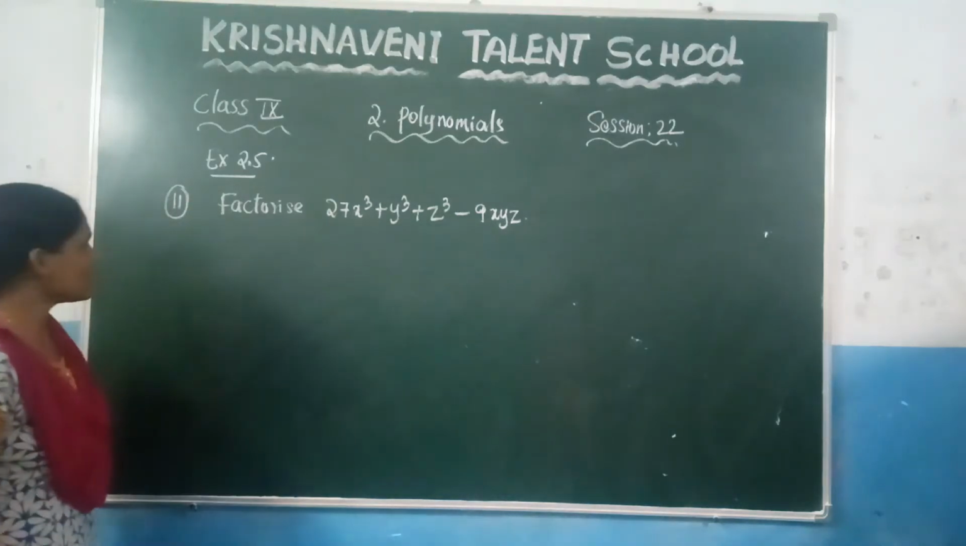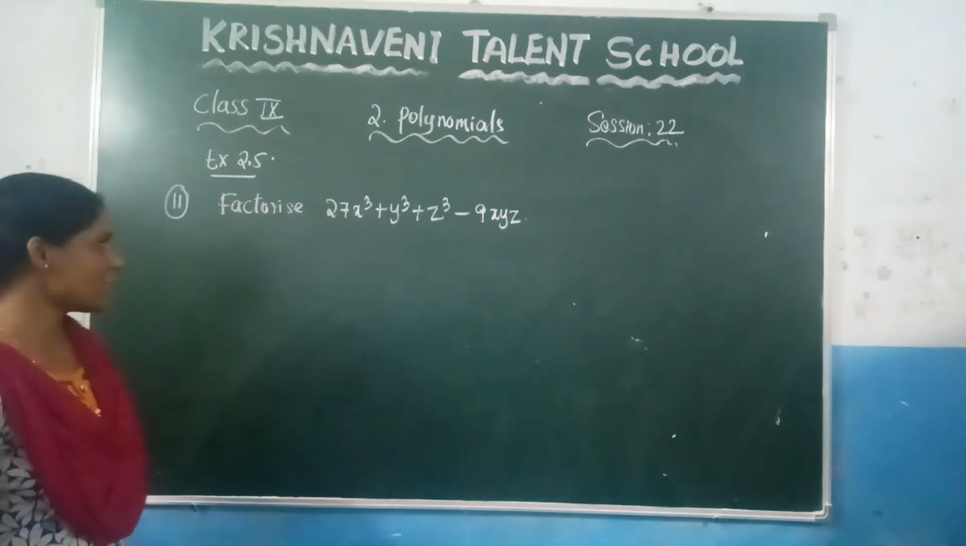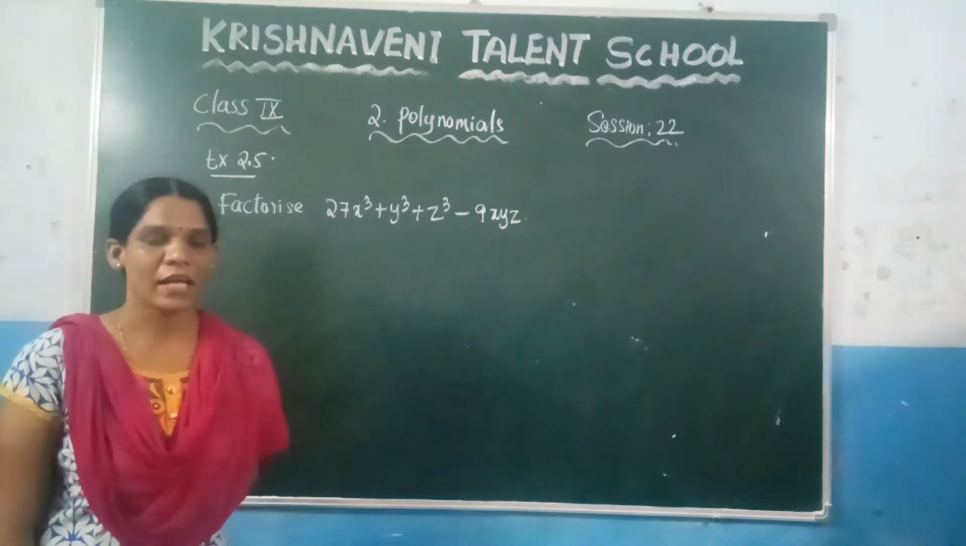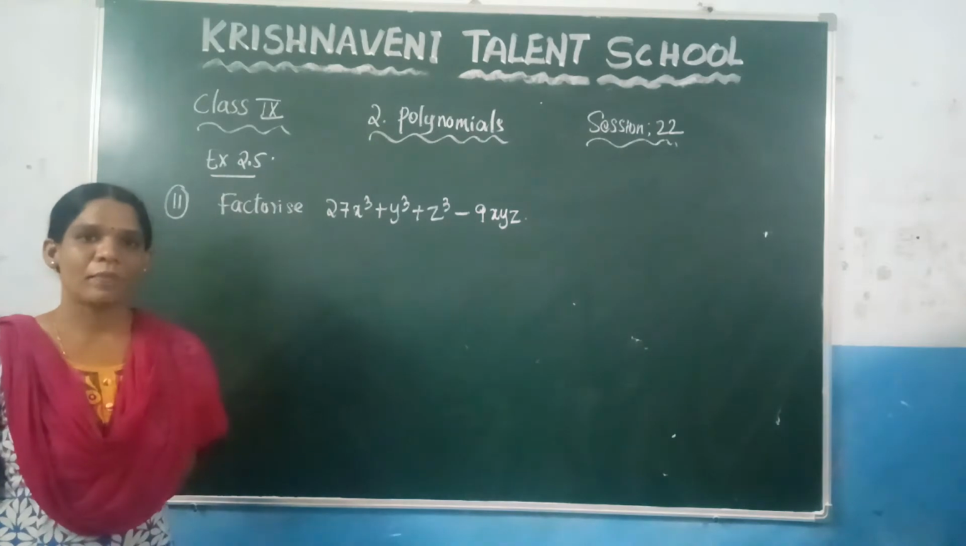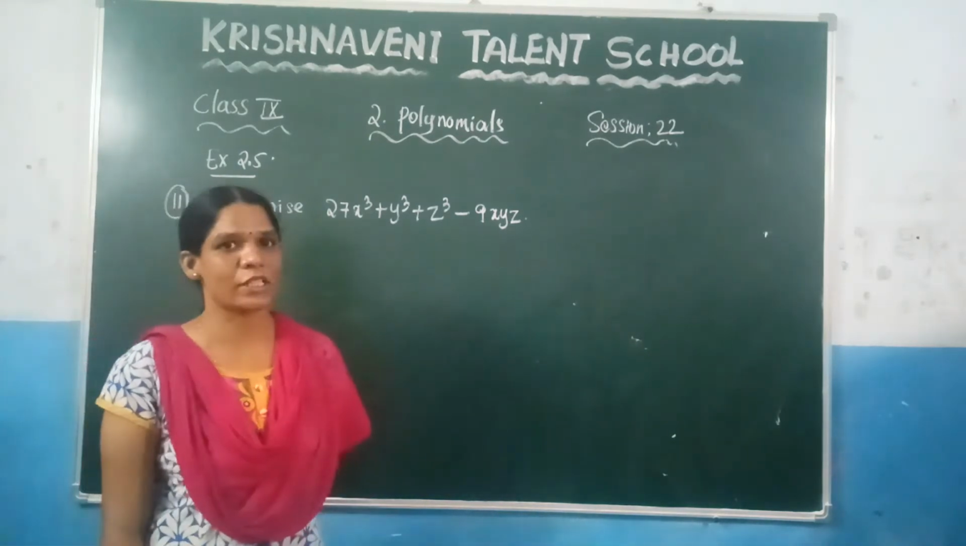See the next problem, which is the 11th problem. Here, what's the question given here? Factorize 27x cube plus y cube plus z cube minus 9xyz. That means here you need to factorize this one with the help of the identities. Now you need to check which identity you can apply.